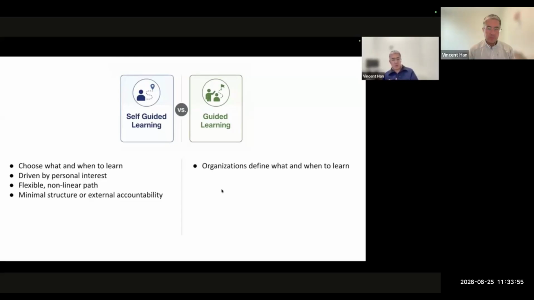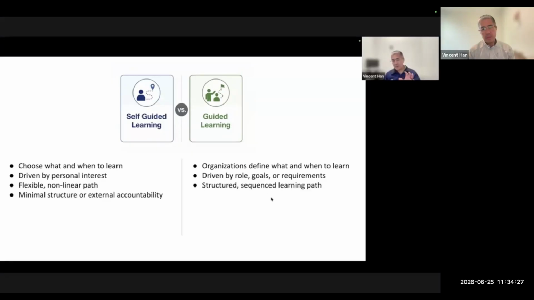Whereas at work, when you're learning stuff at work, typically the organization is defining what to learn and when to learn. And this could range from required security, compliance training, or it could range to leadership development that the organization's investing in you. And there's a leadership framework that they want you to learn and internalize. Typically, it's driven by your role, what your job goals are, what those requirements are.